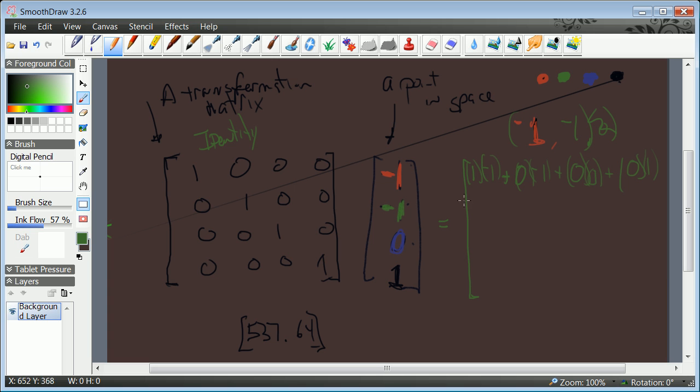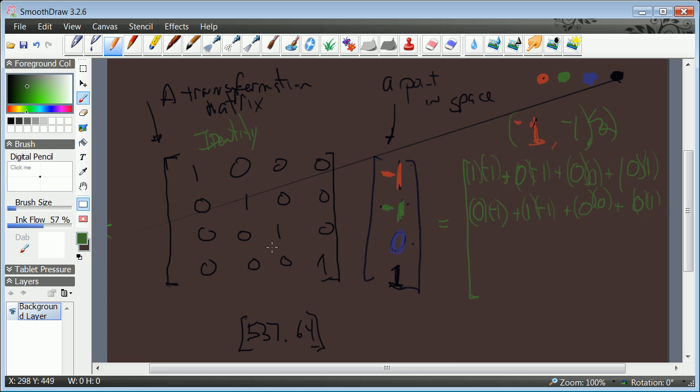And then the next one is going to be 0 times -1, plus 1 times -1. And if you notice here, my choice of -1 is not a good choice. I know that. I regret it, but we'll live with it for now. Plus 0 times 0, plus 0 times 1 is my second point.